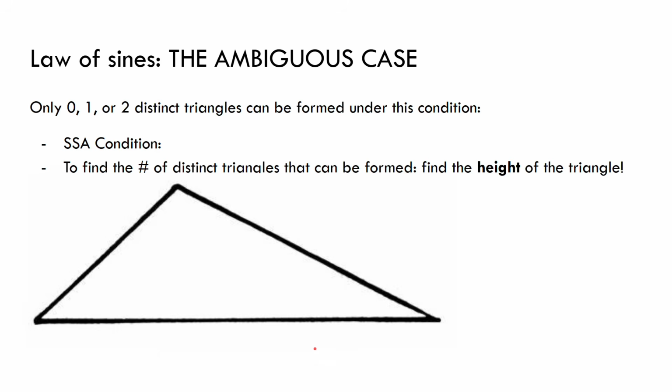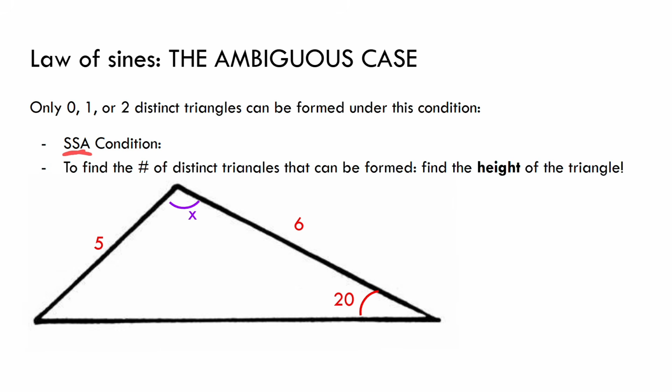Okay, so the law of sines, the ambiguous case, is used for the same thing, right? It's used to find any missing side lengths or angles. But in this case, you're only given side, angle, side. You're given, say, the sides 5 and 6, and then an angle of 20 degrees right here. But the problem with this is there can be different numbers of distinct triangles that can be formed under this condition. So we want to find the number of distinct triangles that can be formed, right?